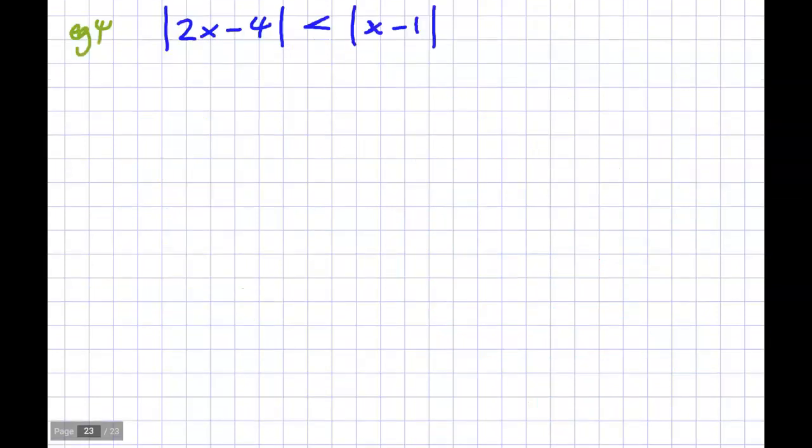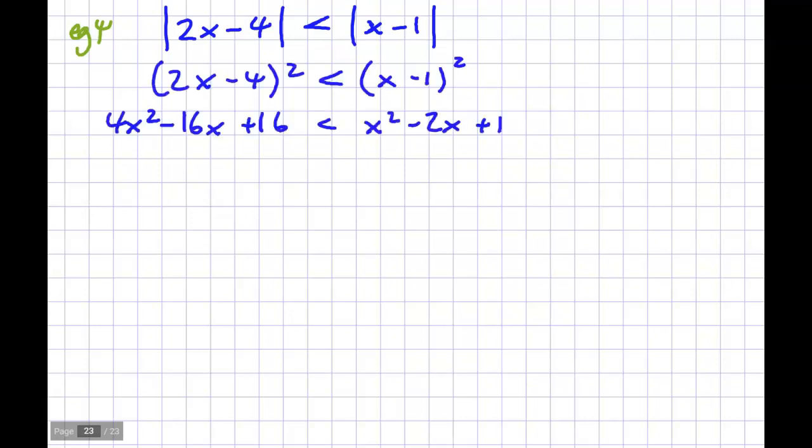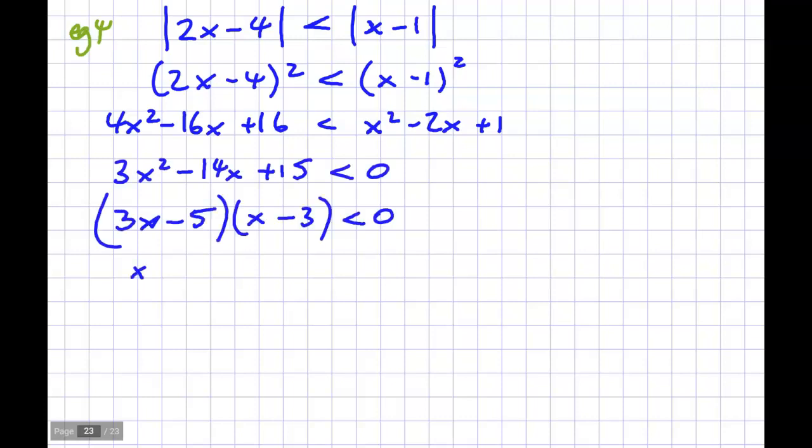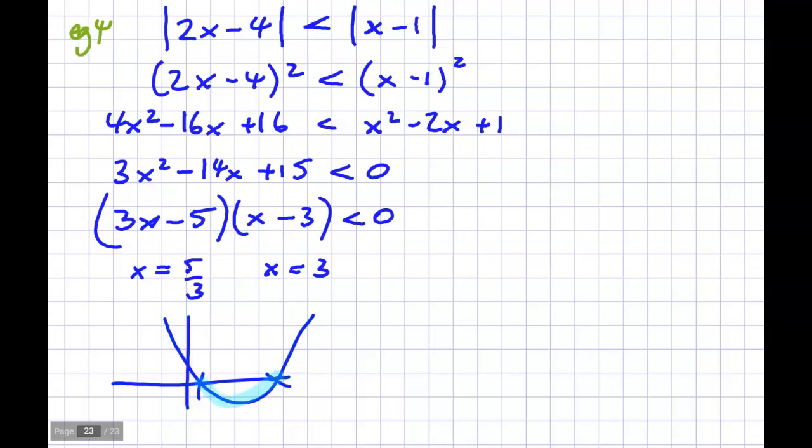And finally, an inequality where you have a modulus on both sides, where there's algebra on both sides. I would strongly recommend you take the approach of squaring both sides. We'd end up with critical values of 5/3 and 3. This is a quadratic that's less than 0, so we're looking for the values between the two critical values. So our solution will be values of x between 5/3 and 3.